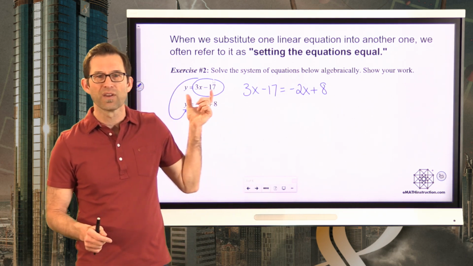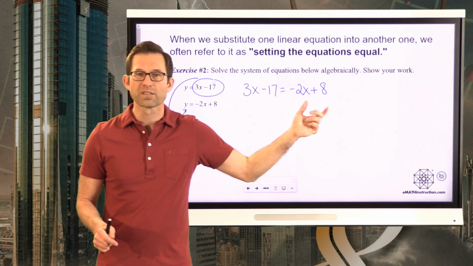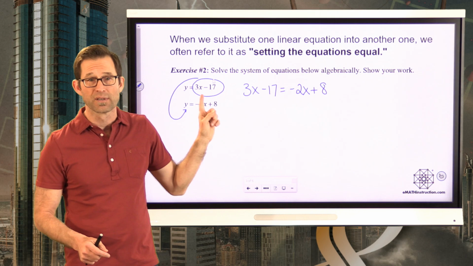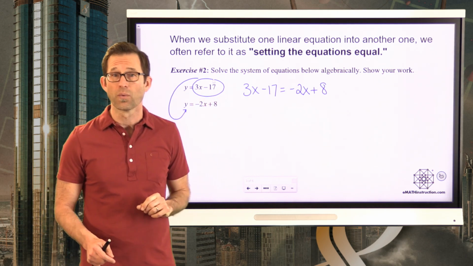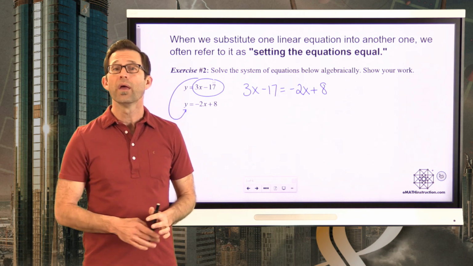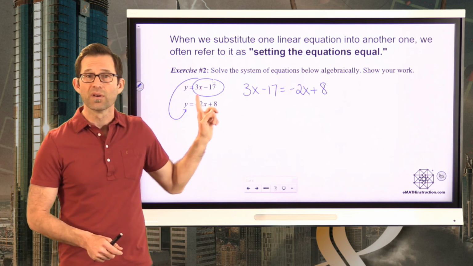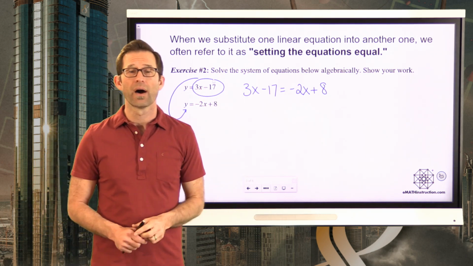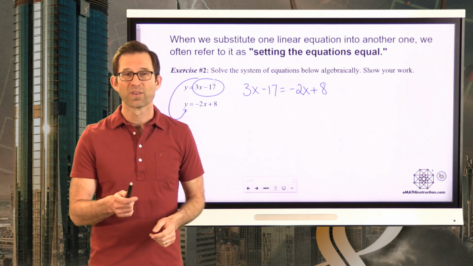Because that's what it looks like. I'm taking this, 3x minus 17, and I'm setting it equal to negative 2x plus 8. The reason I'm doing that is because I'm substituting this expression in for this y, because that's what y is equal to. Now it's pretty easy to solve this equation, so what I'd like you to do is solve this equation, get a value of x, substitute it into either one of these to generate the value of y, and you will have solved the equation algebraically. Go ahead.